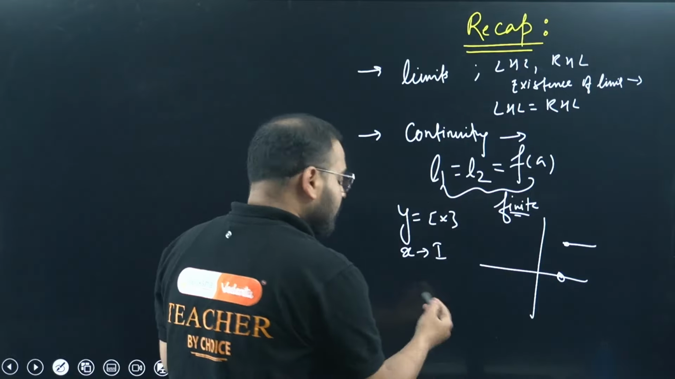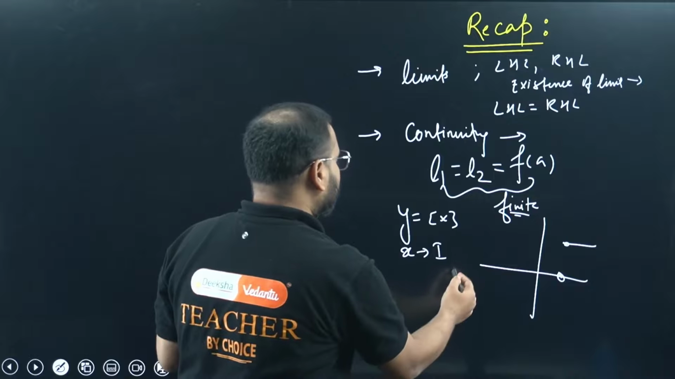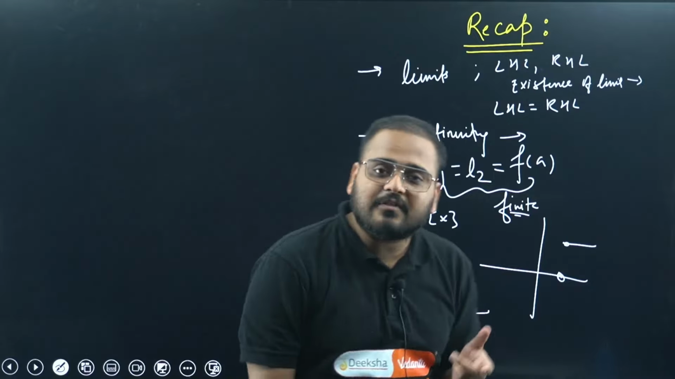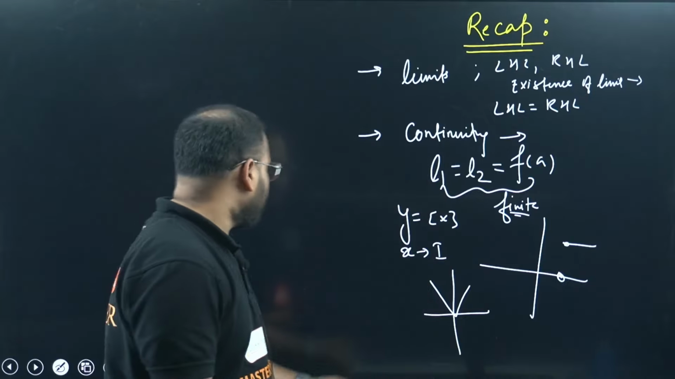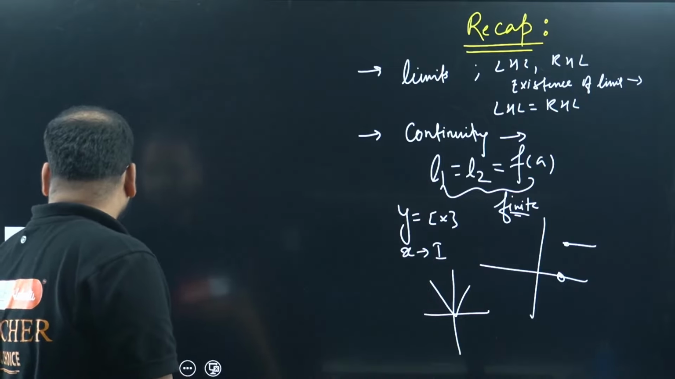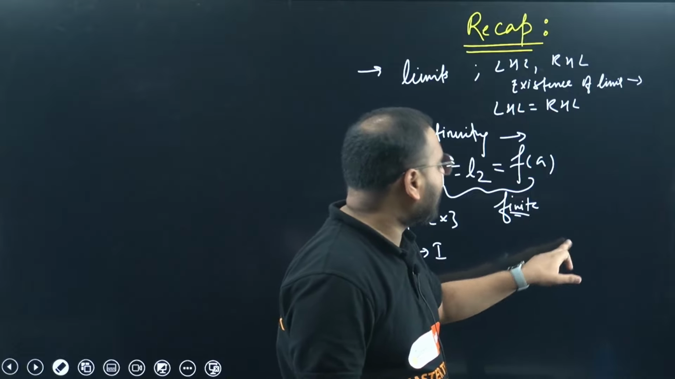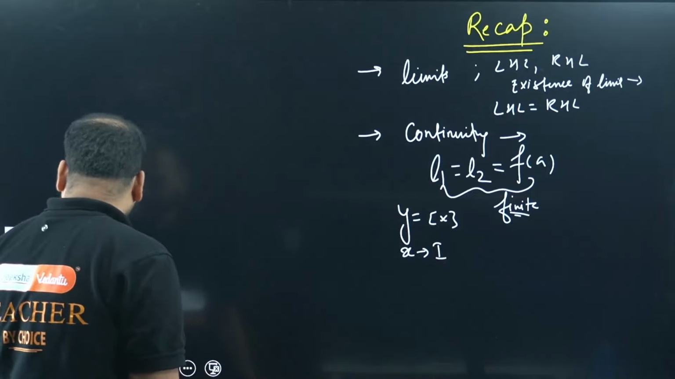We also did some trigonometric functions, and they were continuous. We did the modulus function also, which is continuous. Whenever there's a break in the graph, the function will not be continuous. Again, this is all recap. These things are already done. I hope you have watched the sessions.